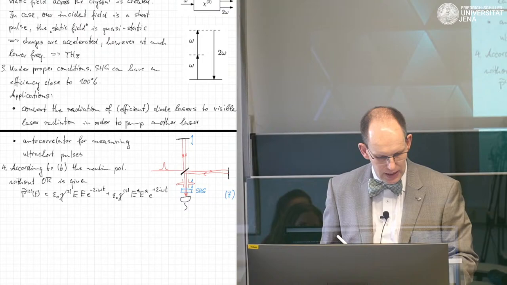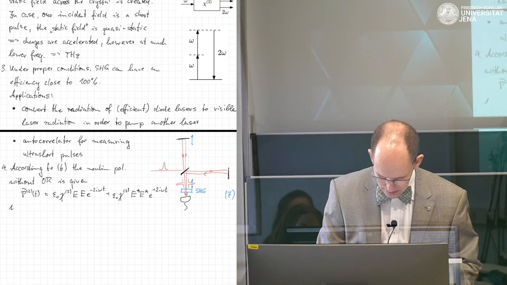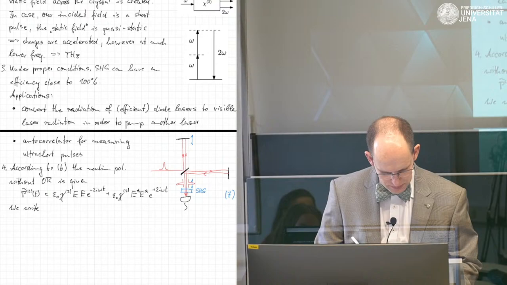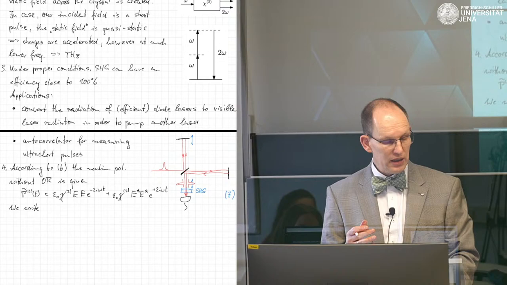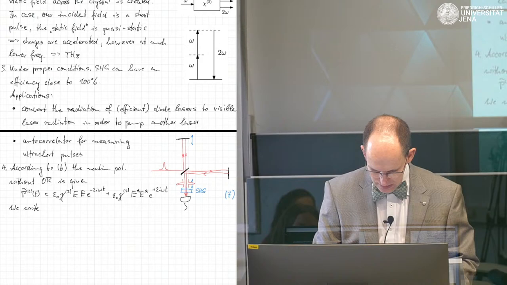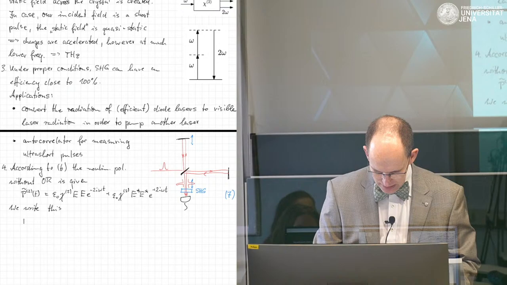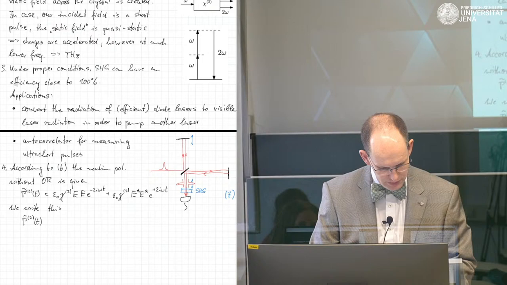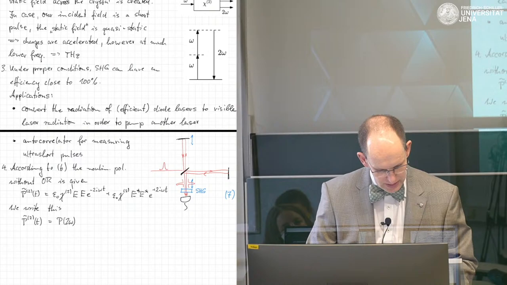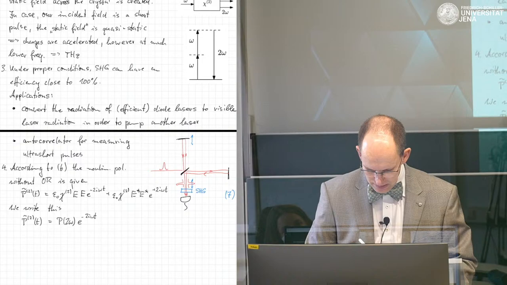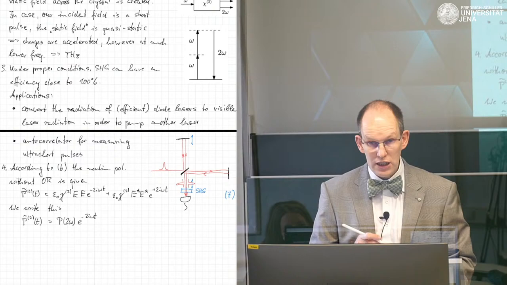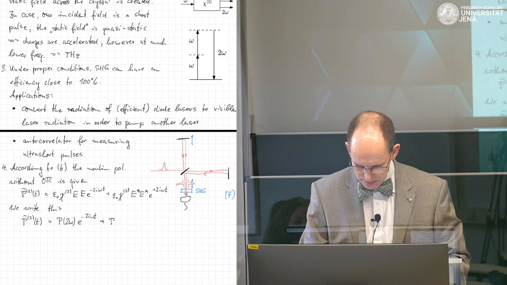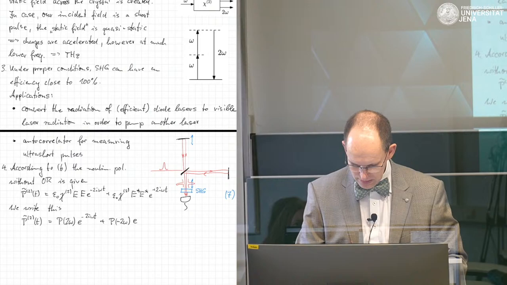And we can write this, of course, for reasons that will become clearer when we discuss sum frequency generation, which we'll do in a minute. We can write this as a polarization that has the positive frequency and a polarization that has the negative frequency. So we can write this as P of 2 omega e to the minus 2i omega t. Yeah, so I rewrote the polarization, the amplitude of the polarization actually. And then we have the one that oscillates at the negative frequency, so e to the plus 2i omega t.